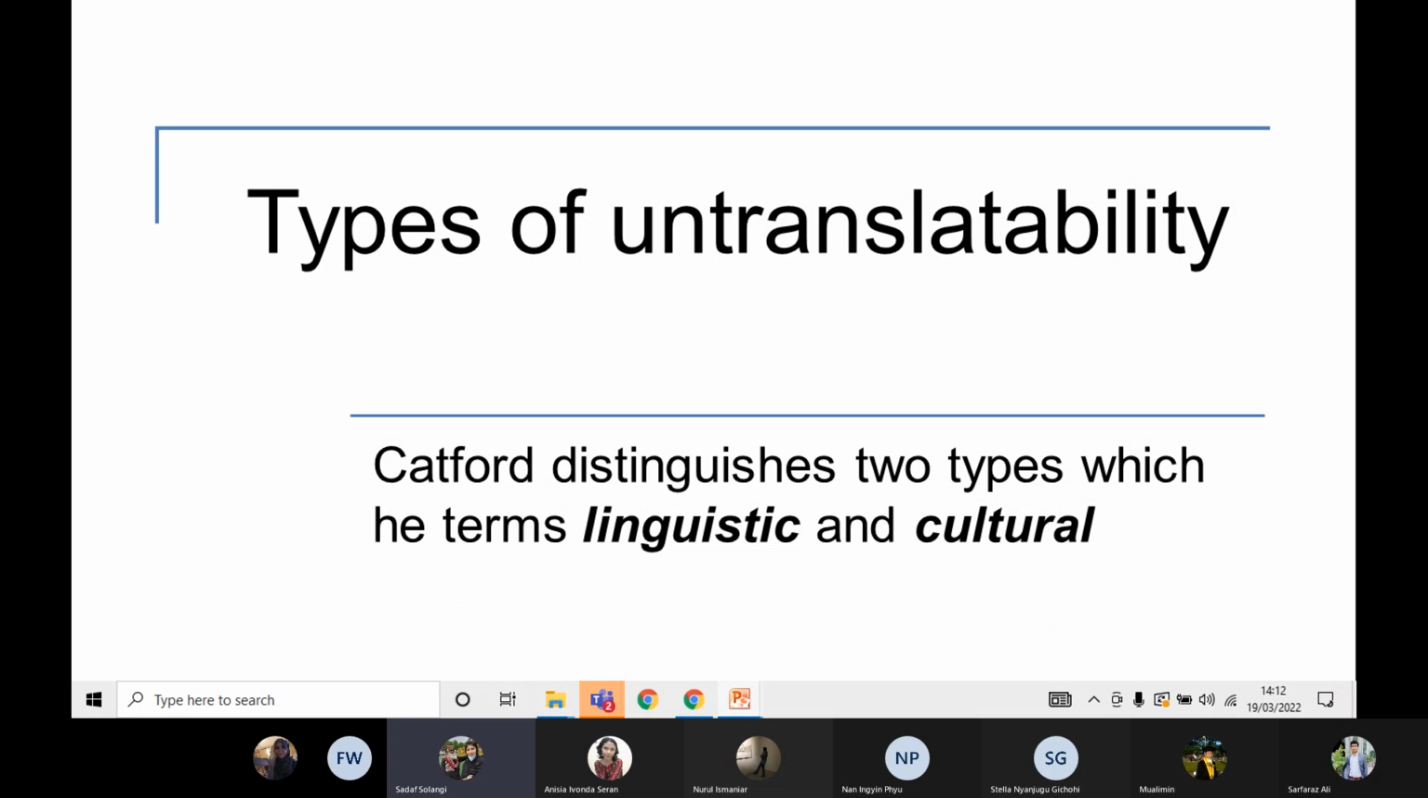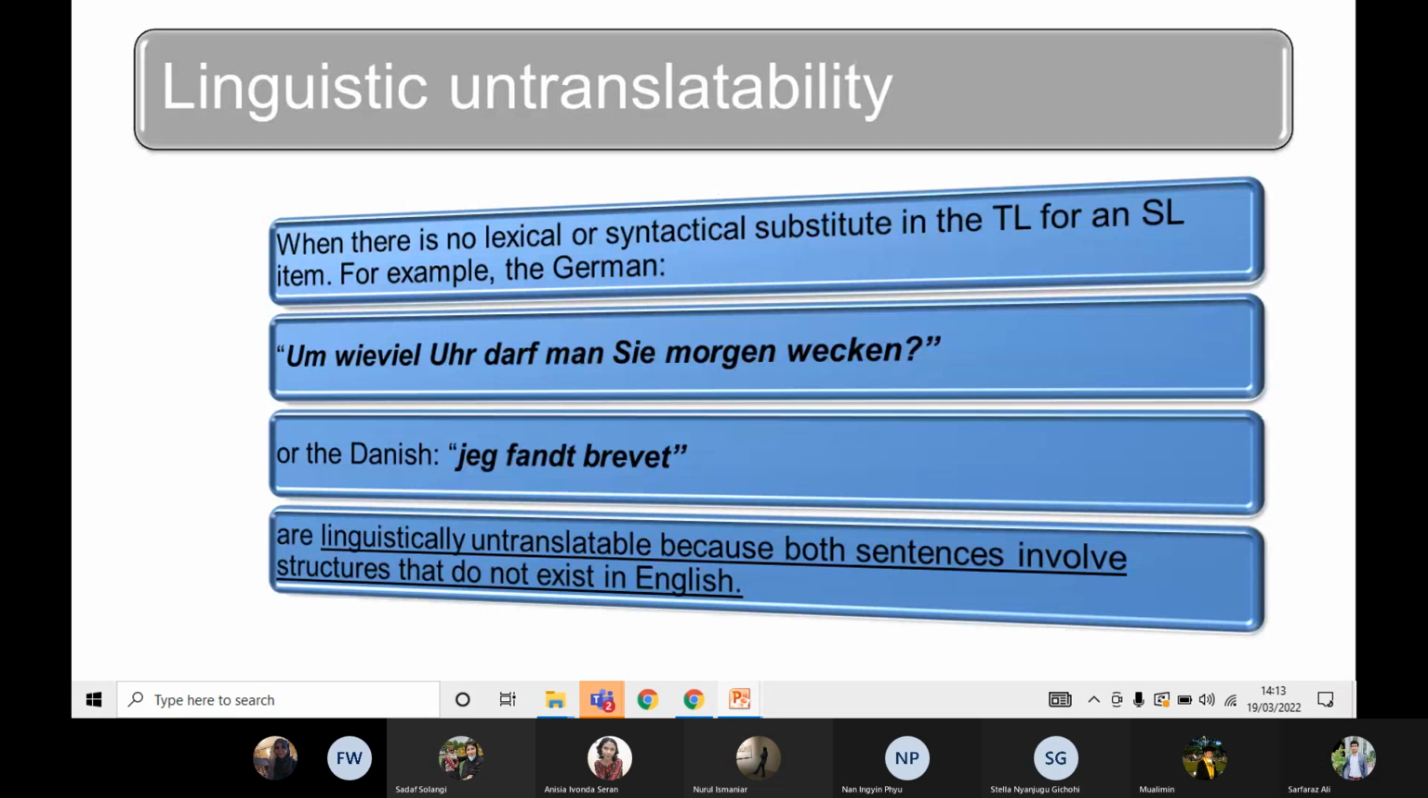So here are some types of untranslatability. Actually, these two types were given by Catford, and he also distinguished between these two terms. The very first type is linguistic untranslatability, and the other is cultural untranslatability. Linguistic untranslatability is when there is no lexical or syntactical substitute in the target language for a source language item.